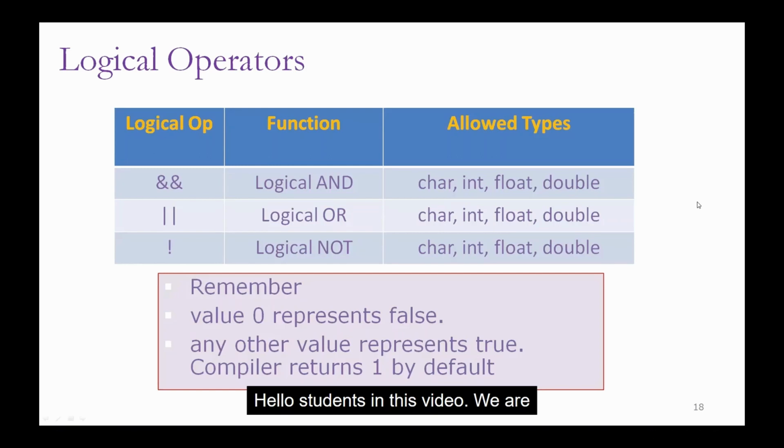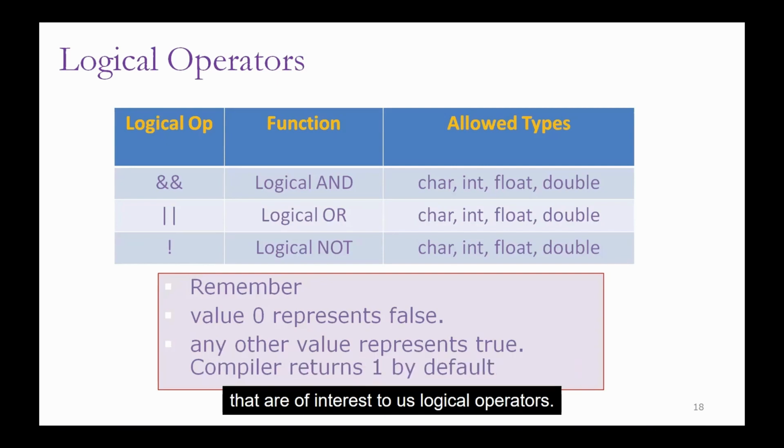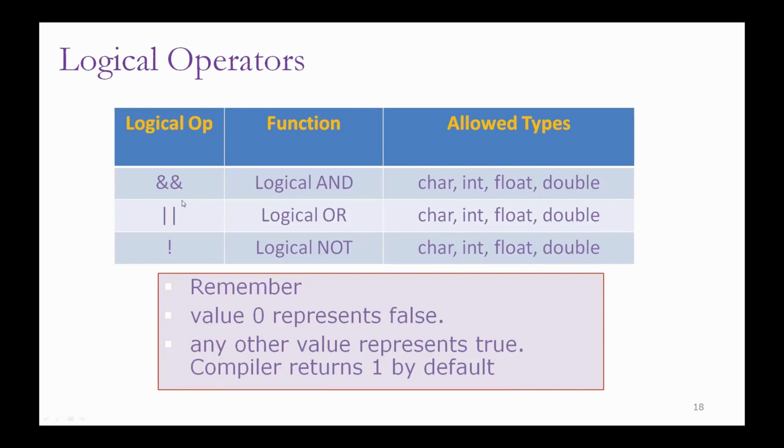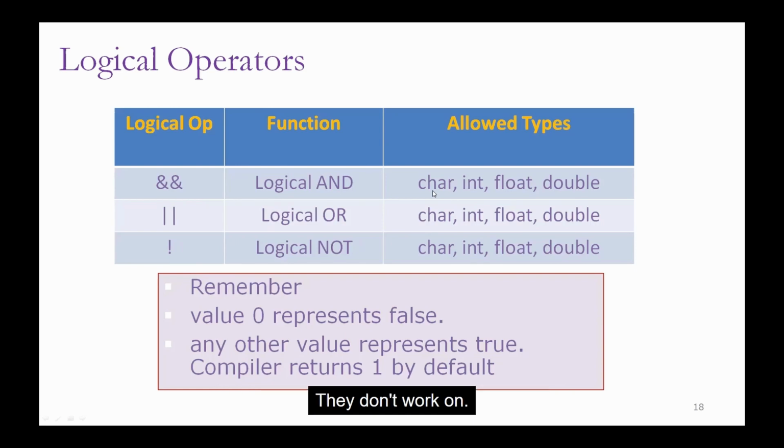Hello students, in this video we are going to look at the last category of operators that are of interest to us, logical operators. Now logical operators in C are essentially just three. You have the logical AND, the logical OR, and the logical NOT. And these work on char, int, float, and double. These are the data types on which they work. Other data types they don't work on.